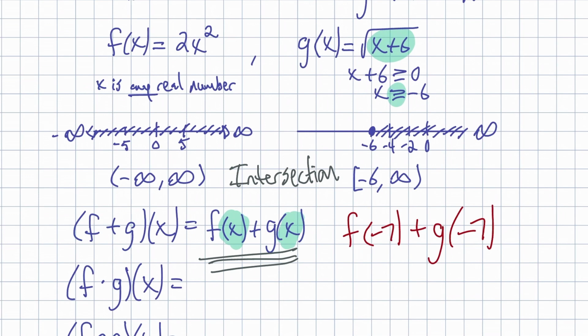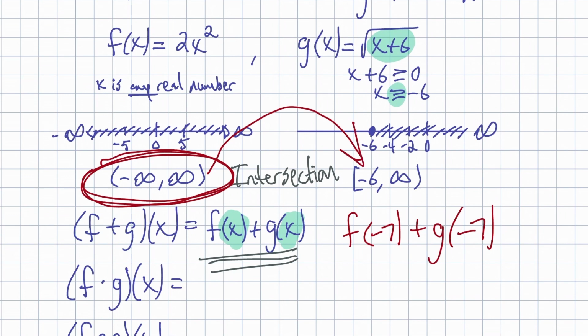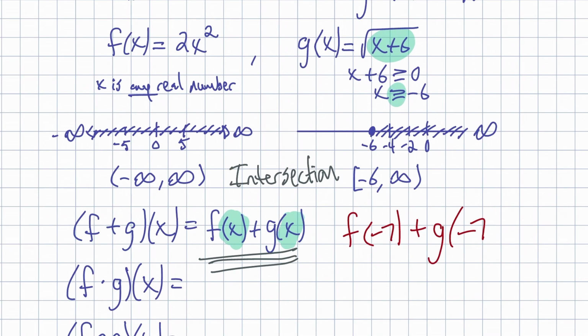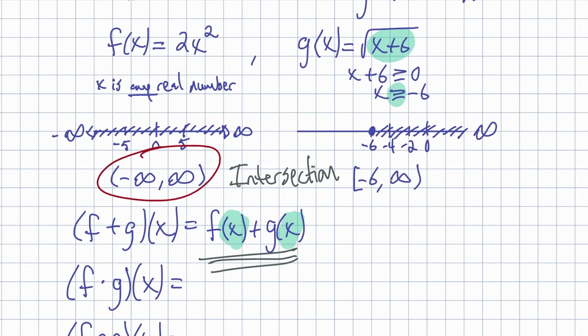So really, since the domain is all real numbers, anything is acceptable, you're pretty much only restricted by the domain of g. That's the one with the limitation involved. So the intersection of those two is like, well, what numbers are on both lists? The left one has no restrictions, so you just have these restrictions. So the intersection is that interval, -6 to infinity.